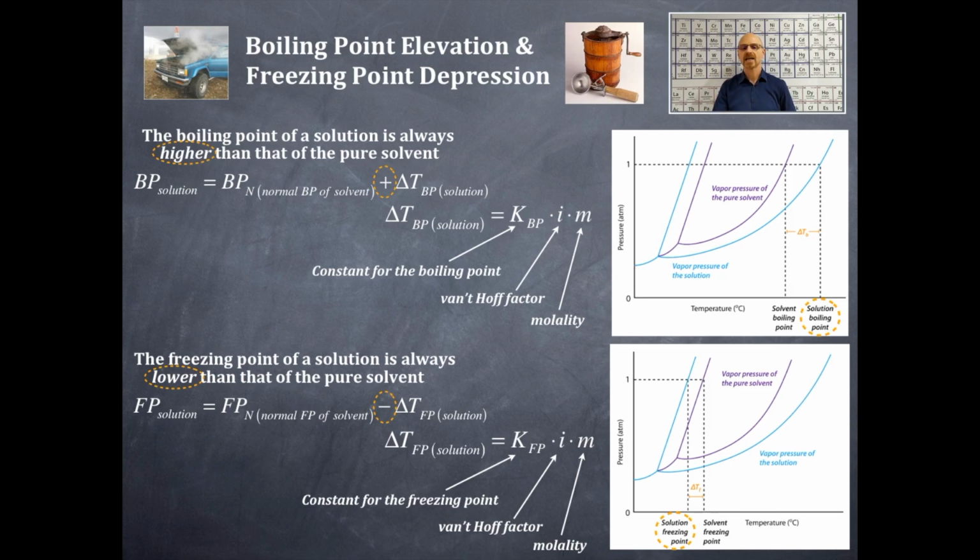Okay, how do you remember delta T boiling point or delta T FP freezing point is equal to K i m? And that is, I went out with someone in college and her name was Kim. You just got to figure out if her first name was Kim or her last name was Kim. But that is where it is.